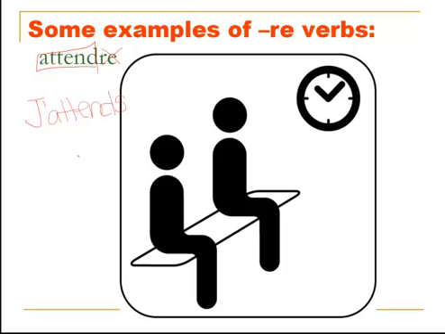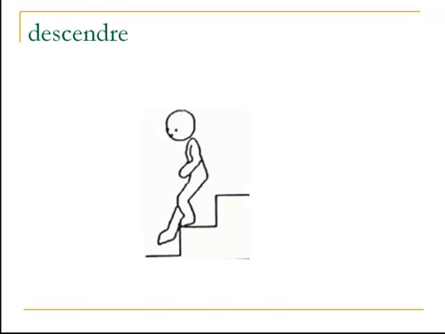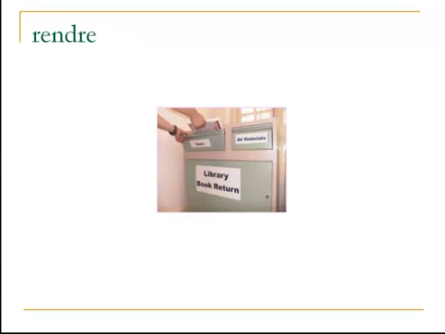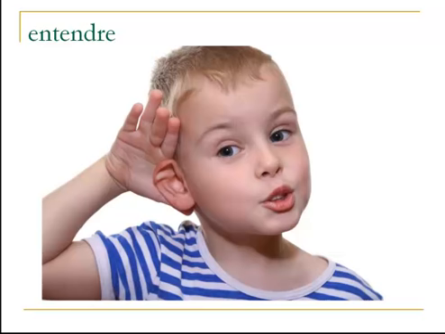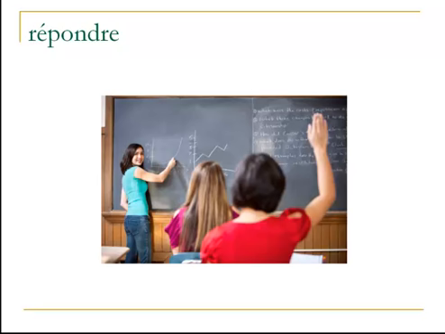Another example of an RE verb is perdre. Perdre, to lose. Descendre is to go down, to descend. It's often used also like to deboard a plane or a train. Rendre is to return something, so like returning a book or a paper or a pencil. Entendre is to hear, where écouter is to listen to, entendre is to hear. Vendre is to sell. Répondre, to answer. Looks like respond. So répondre is like to respond to or to answer.